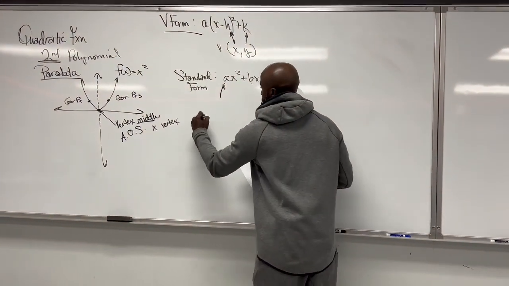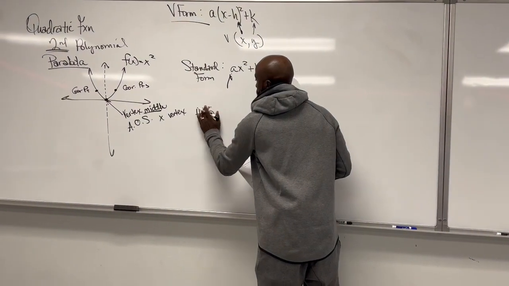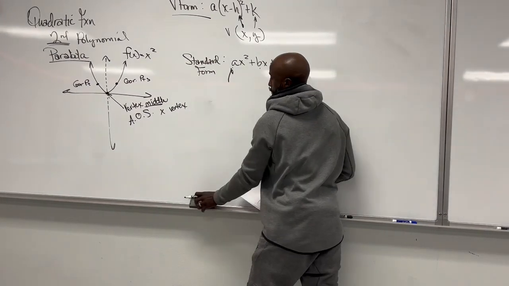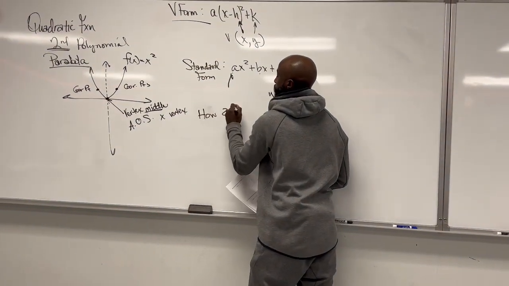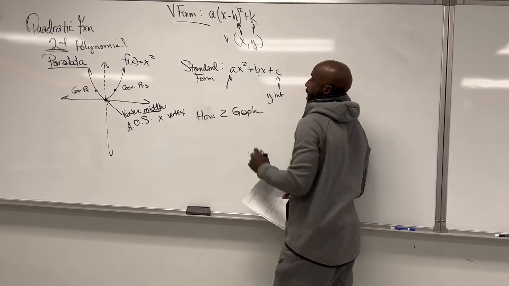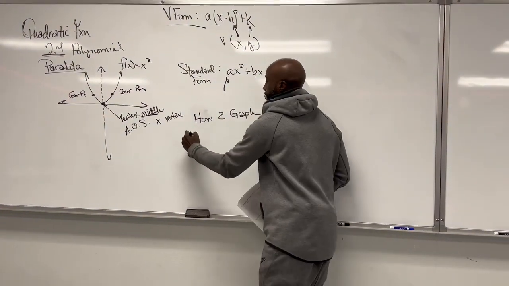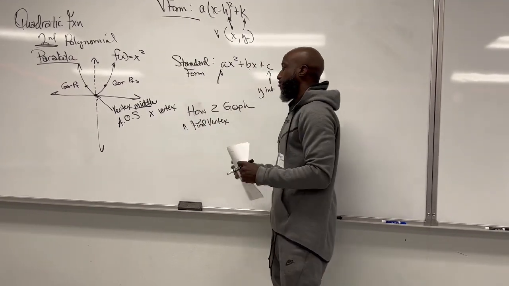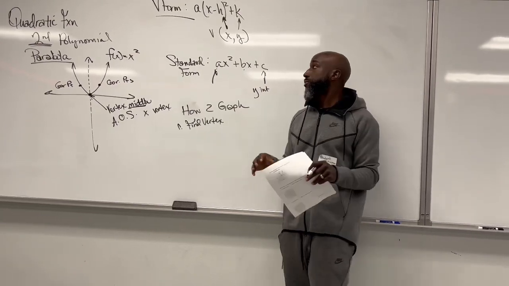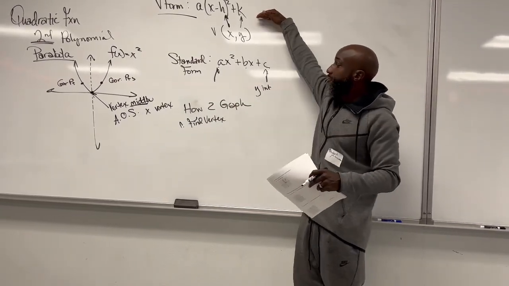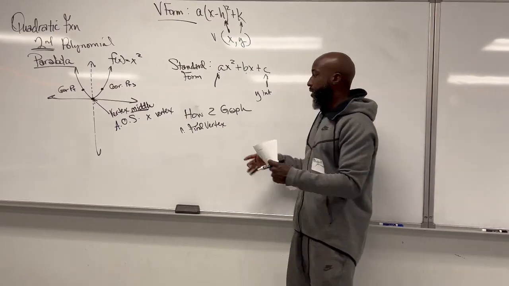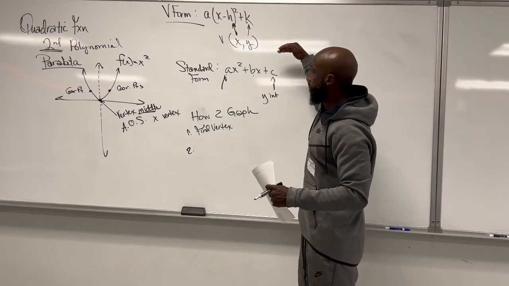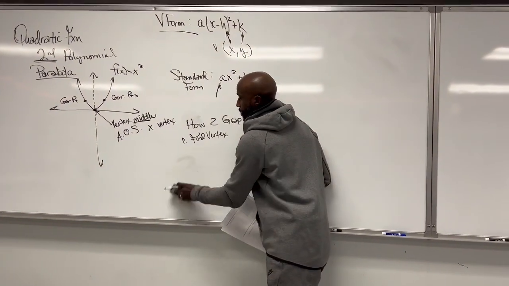How to graph. First thing you want to do is find the vertex. Finding a vertex can be a myriad of things, depending on the equation. If it's in vertex form, you find the vertex, and then the vertex is given to you. But if it's not in vertex form, we have to do some special things.